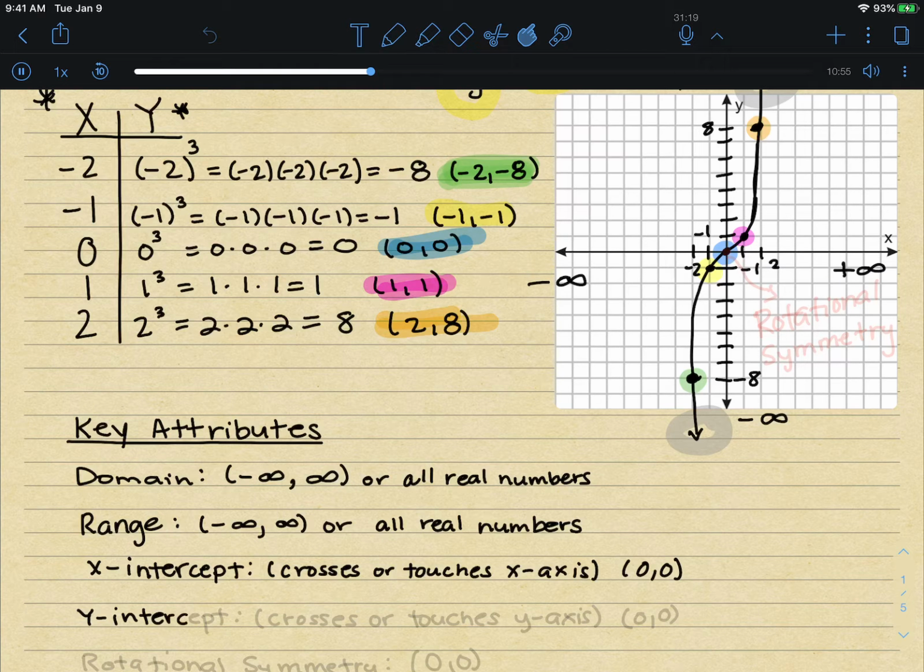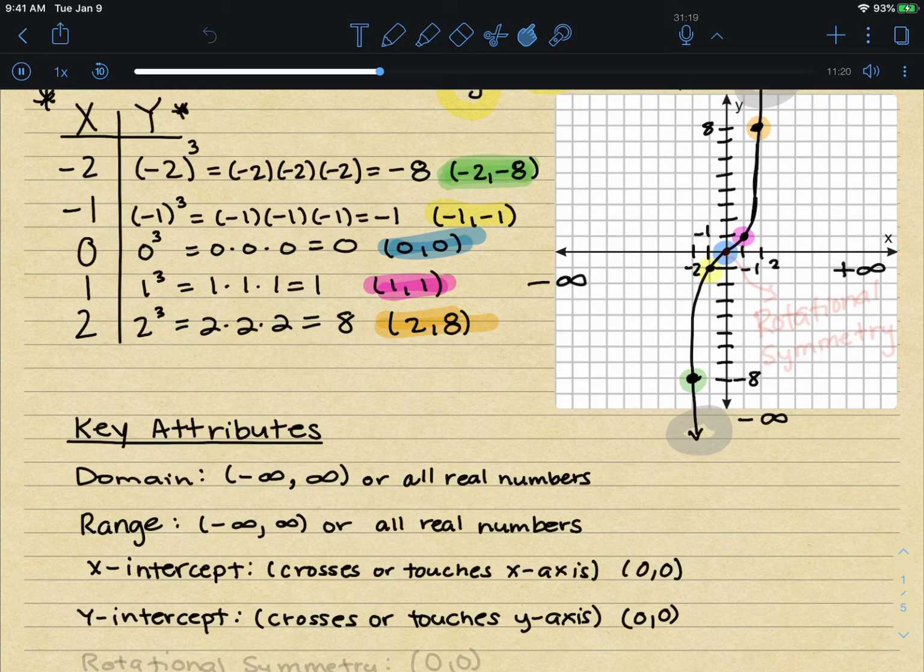Now, the next one that we have is the y-intercept. Okay. Now, the y-intercept is the same thing as the x-intercept, except that we want it with the y-axis. So this one can cross or touch the y-axis. Okay, and to our convenience, this is also going to be at 0, 0.